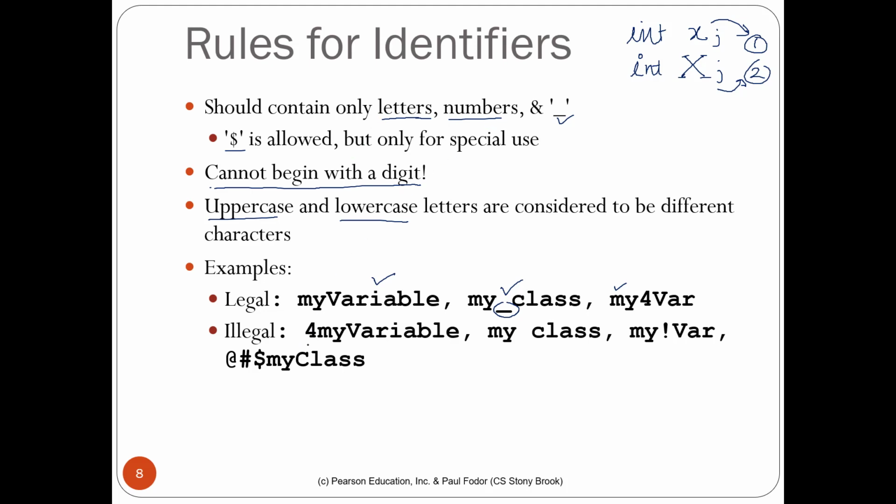But the problem is right here. It cannot begin with a digit, and you're starting with a digit 4, so this is not allowed. This 4 that you have here is not allowed because that is a digit. Your identifier cannot begin with a digit. How about my class? Here we have a problem.